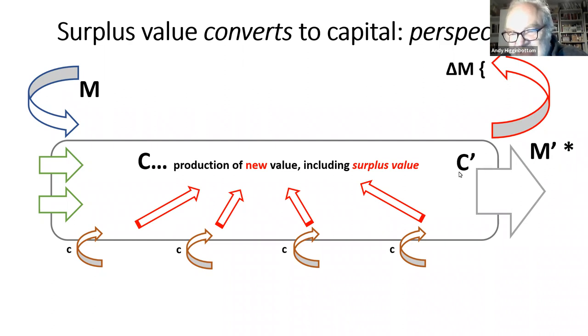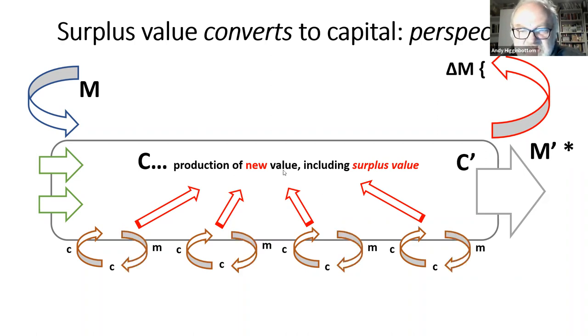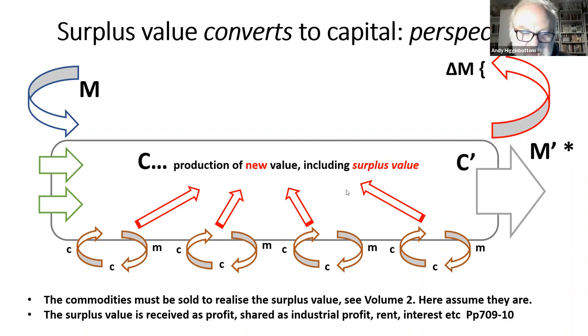So the selling of the commodities at the end of the capitalist production process is also an exchange of equivalents in this scenario, right? And so the extra money doesn't come either from the buying of the commodity or the selling of the commodities. The new value comes from the workers who are involved in the production process. And the new value includes the surplus value over and above the value of labor power.